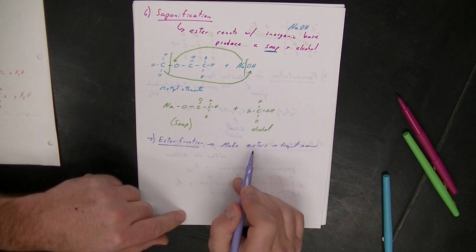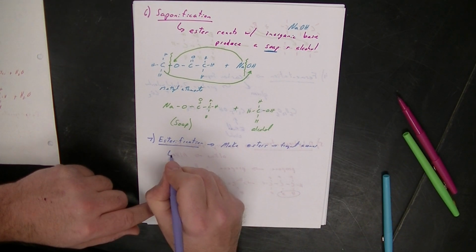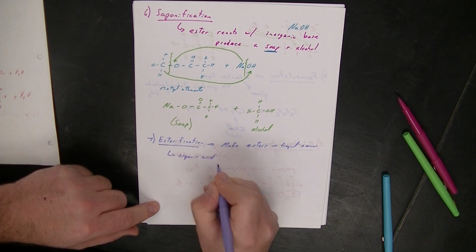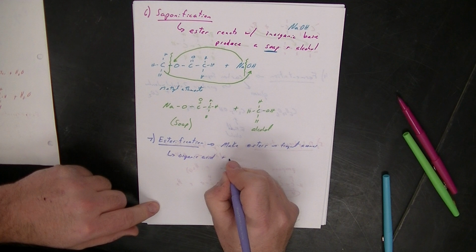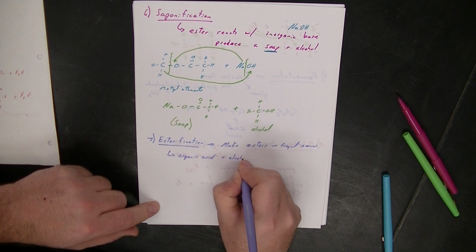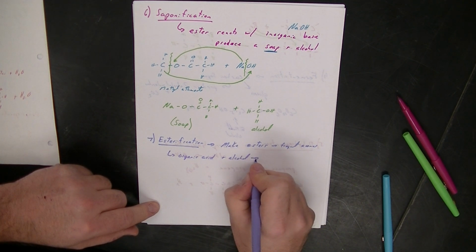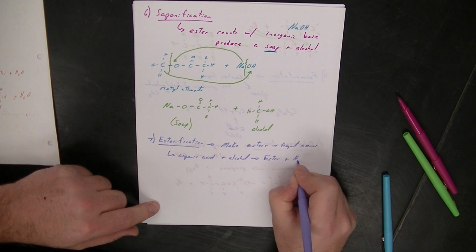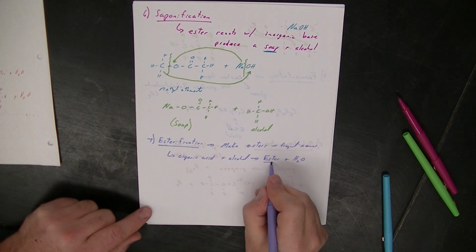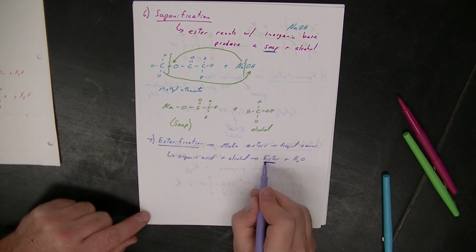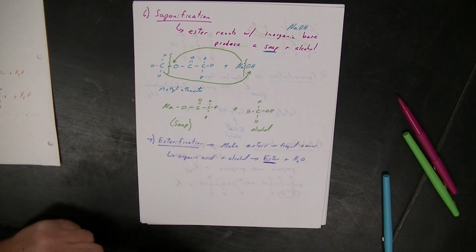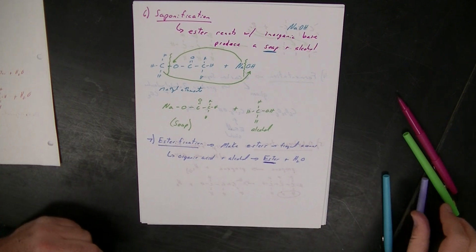So how do we make an ester? Well, we're going to start with an organic acid, and we're going to react it with an alcohol, and it will always produce an ester and water, which is what we want to get this ester out of it. All right, so let's go ahead and do one. We'll do a simple one.